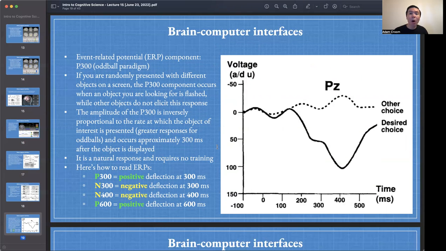All right, ERPs, or event-related potentials, are also an important component. One very popular ERP component is the P300, which is considered the oddball paradigm. The P300 is a component that we see in the oddball paradigm. And what is an oddball paradigm? Well, I'll describe it for you right here.